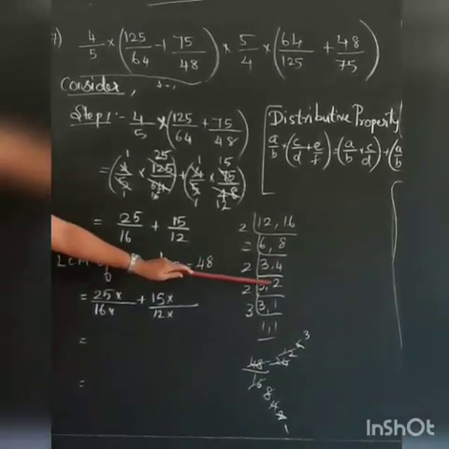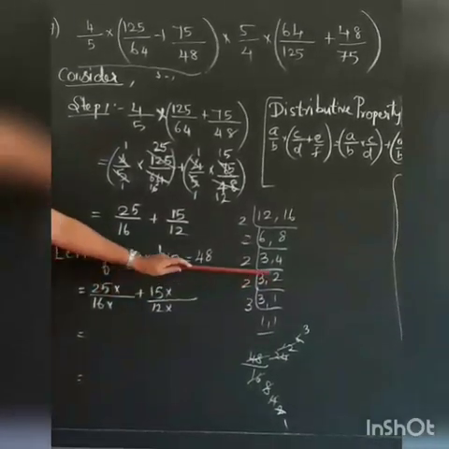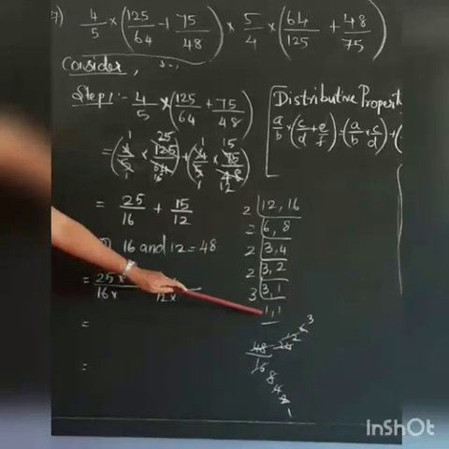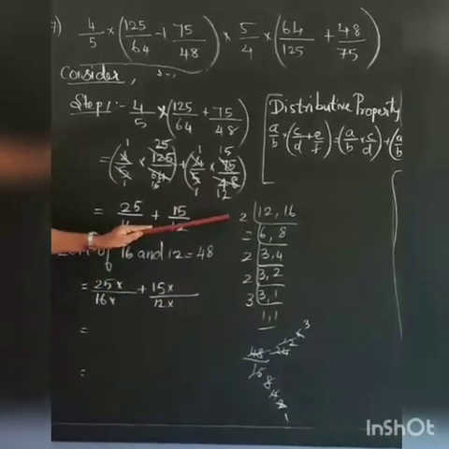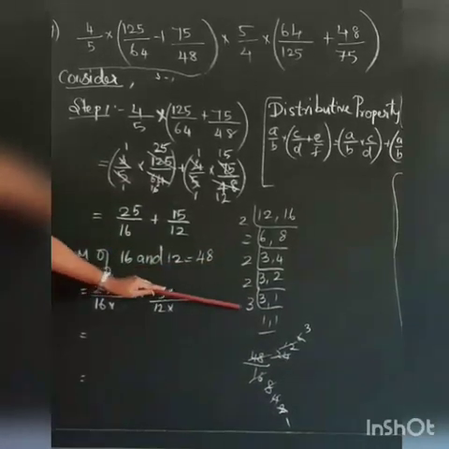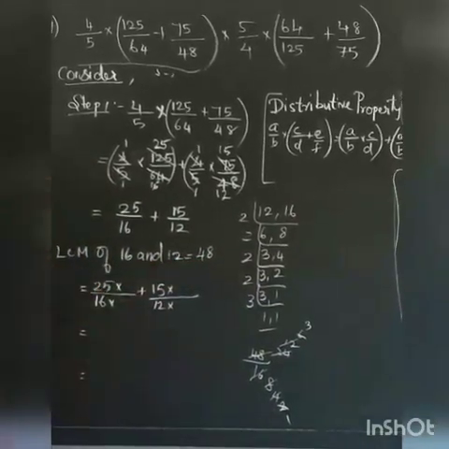3 as it is, 4 is 2 times, again 2 table, 2 1 times, 3 as it is, 3 table, 3 1 times. So we get 1 comma 1. Now multiply the prime factors. 2 2s are 4, 4 2s are 8, 8 2s are 16, 16 3s are 48.